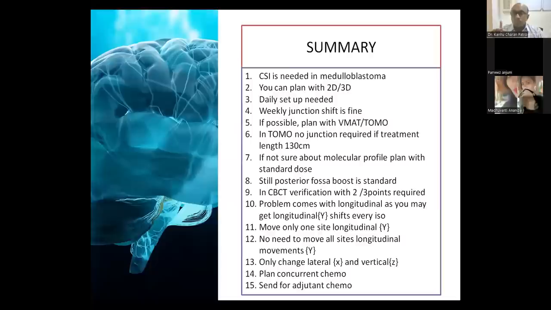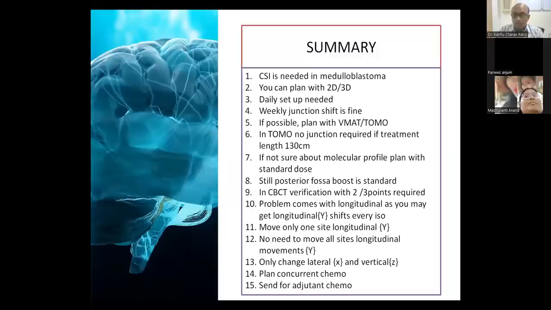In tomo, no junction is required if the treatment length is 130 centimeters. If not sure about the molecular profile, plan with the high-risk protocol. Not standard, sorry, wrongly written here. For high-risk dose like 35 gray, minimum CSI, still the posterior fossa boost is the standard. You can plan it in a CP.